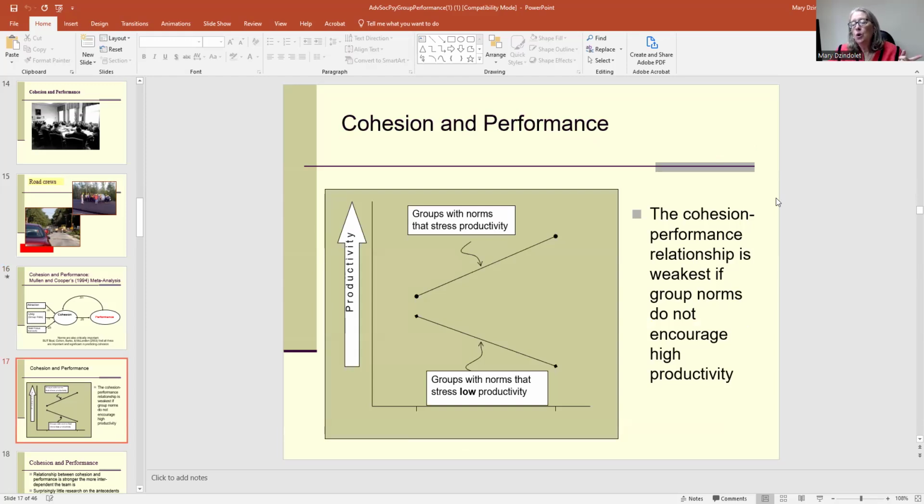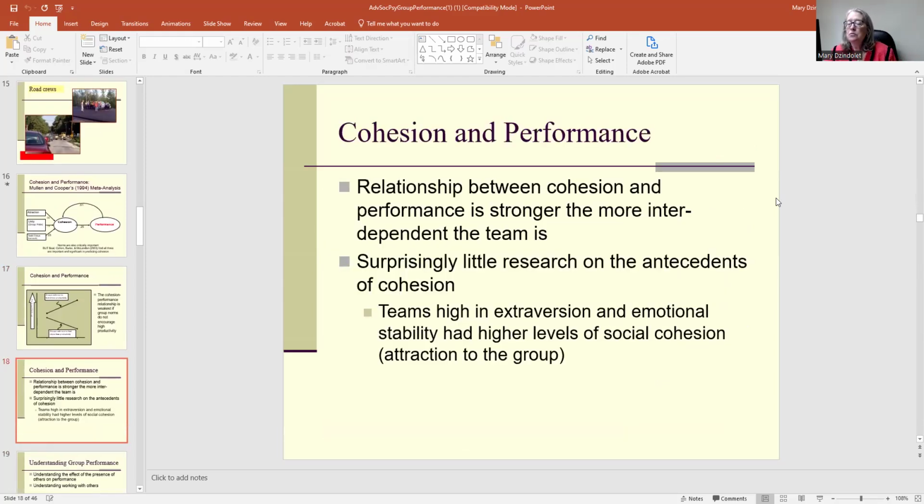Okay, so that's that. And the relationship between cohesion and performance is stronger the more interdependent the team is. Obviously, in a basketball team where everyone's super interdependent, cohesion is going to be way more important for performance than a swim team, where really everyone's pretty independent, but you just add them all up to see who wins. You can see how cohesion is going to be much more important in a basketball team than a swim team.